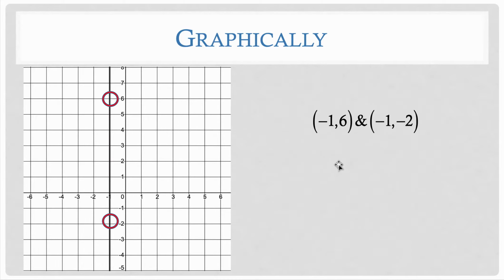Similarly with a vertical line, if I look at this line here, the x values never change. They're always -1 here. So x is equal to -1. There's no slope for a vertical line.